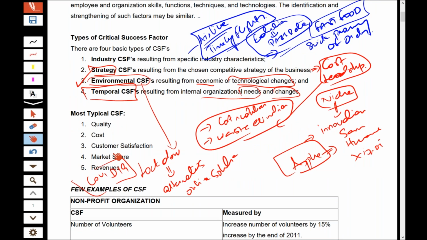These are the most typical examples of critical success factors for an organization. But again, I'm telling you that it could be the same for many organizations and it could be different depending upon the circumstances, depending upon the things, depending upon the situation, depending upon the conditions.